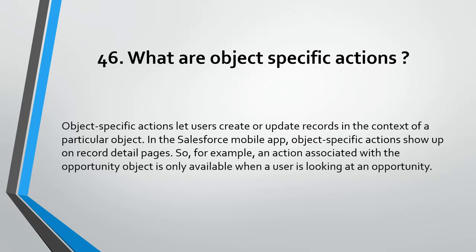What are object-specific actions? Object-specific actions let users create or update records in the context of particular objects. In the Salesforce mobile app or desktop app, object-specific actions show up on record detail pages. For example, an action associated with the opportunity object is only available when the user is looking at an opportunity. So through object-specific actions, whenever we are creating a record, it will be associated with the parent record.